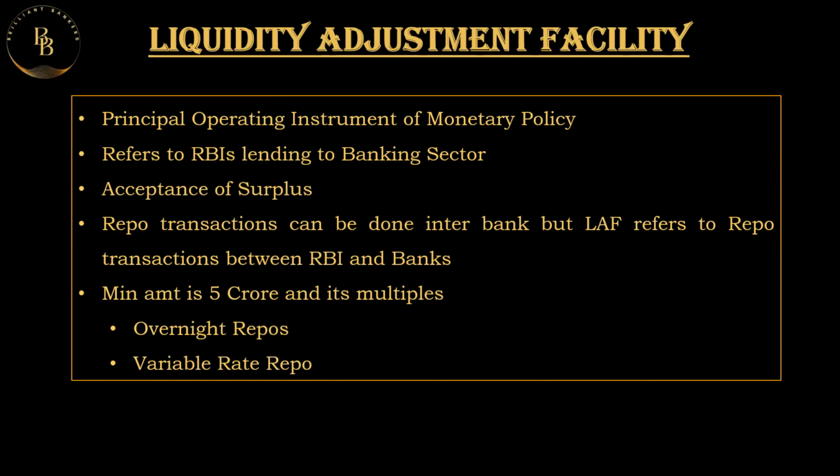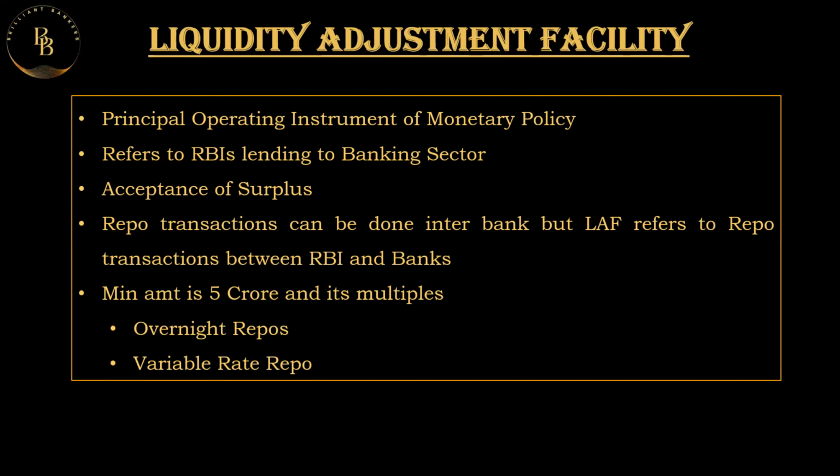So the repo rate is the interest rate at which the RBI lends money to the commercial banks against the collateral of government securities. If the RBI wants to absorb liquidity from the system, it increases the repo rate, making it more expensive for the banks to borrow money from the RBI. So we can say it is the rate of interest at which RBI lends money to the commercial banks.